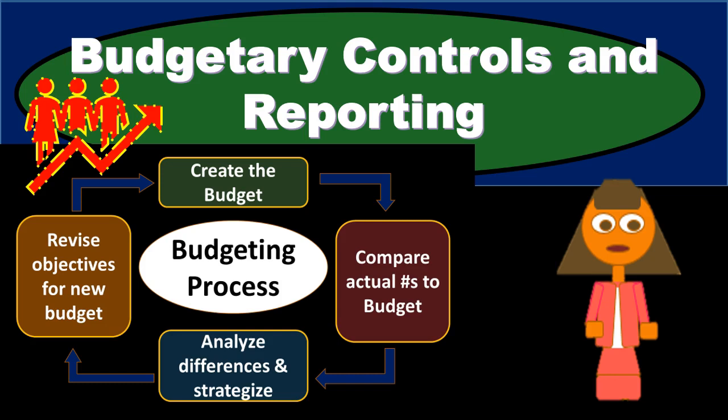In this presentation, we will take a look at budgetary controls and reporting. In prior presentations, we took a look at the creation of the master budget, a static budget, and the components of the master budget. Here, we're going to be focusing more on the flexible budget, but we want to review some of the components of the budgeting process and then go into those components more in depth, concentrating on the flexible budget.